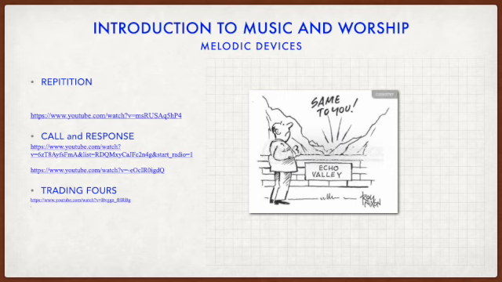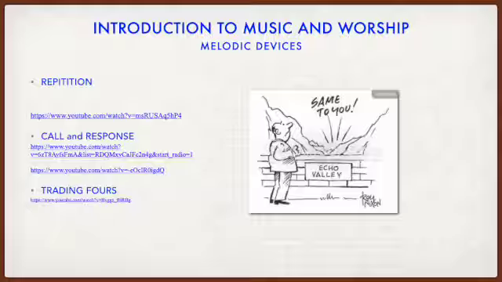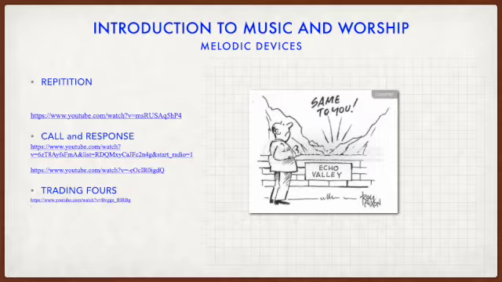Now we're going to talk about some melodic devices. And these are things that we can use when we're composing a melody. As you saw in My Country 'Tis of Thee, there was a little bit of an echo, a repetition. And so repetition is the most common device used. And I want you to listen to a bit of this clip.